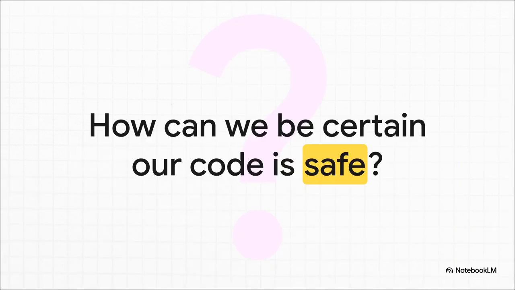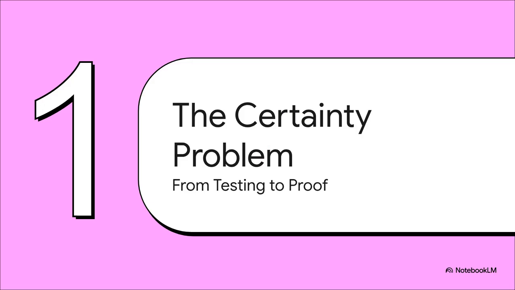Every single day, you and I, we trust our lives to code. I mean, think about it. The planes we fly in, the medical gear that keeps people alive. How can we be absolutely certain that code is going to do the right thing, not just now, but in every single possible future? And that question leads us right into our first section, what I'm calling the certainty problem.